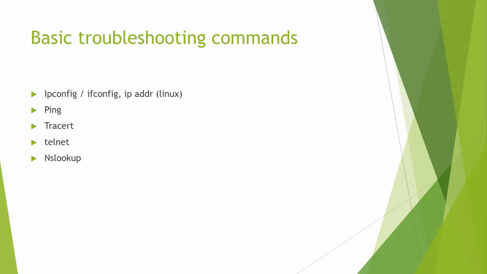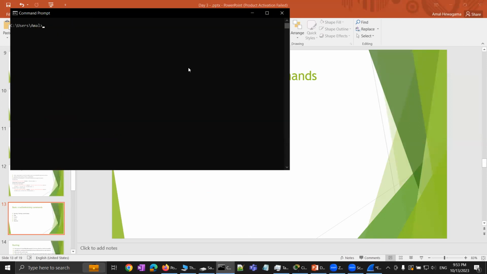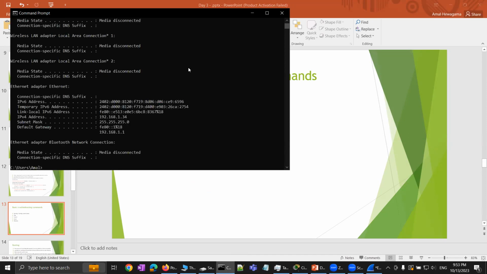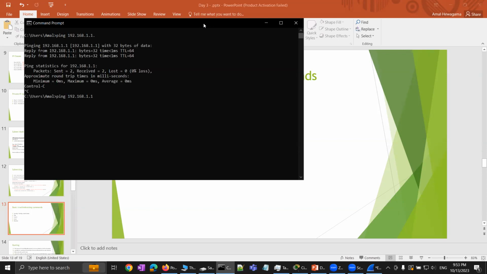All right. So these are some basic troubleshooting commands that everyone needs to know, right? And I think I have already shown you guys ipconfig. If you go to the command line in Windows, it's ipconfig, and it shows the IP address of your computer, right? Apart from that, the next one that everyone uses is called ping. This is actually used to see whether a host is up or not. You need a dot here.